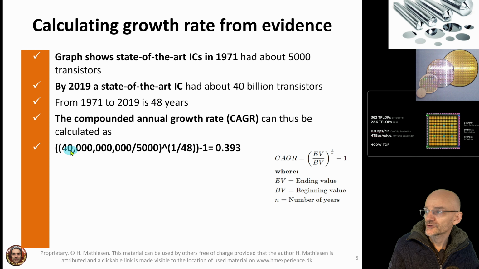And we calculate it here using this formula, and in percentage that's 40% per year.